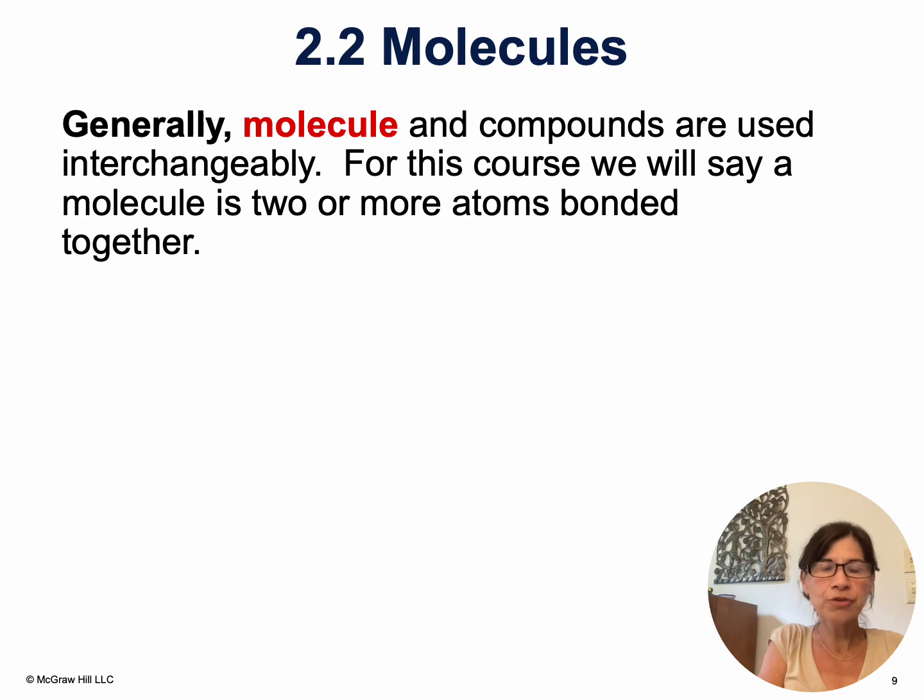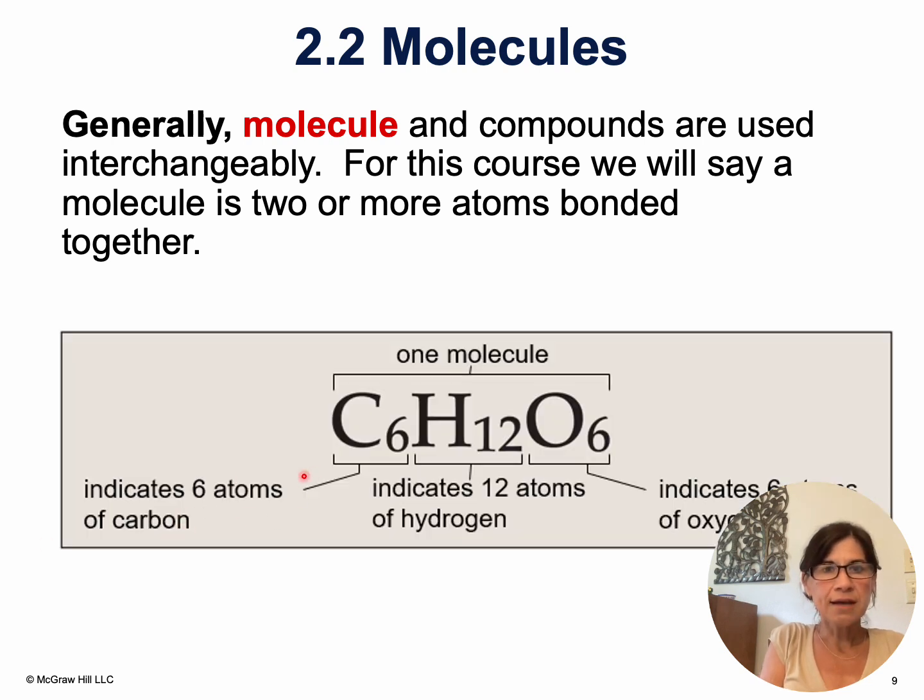The other term that we should know is chemical formula. A chemical formula is something like this. This is the chemical formula for glucose. It's telling us that there are 6 atoms of carbon, 12 atoms of hydrogen, and 6 atoms of oxygen. This is the formula for one molecule. A molecule is defined as 2 or more atoms bonded together. This is definitely more than 2 atoms because it's 6 atoms of carbon, 12 of hydrogen, 6 of oxygen. All right.